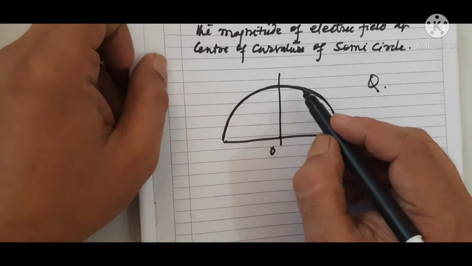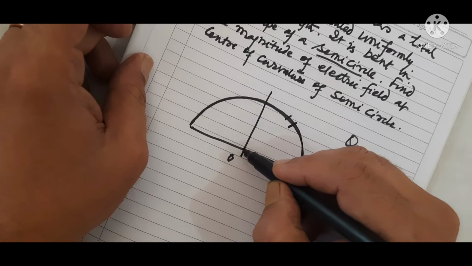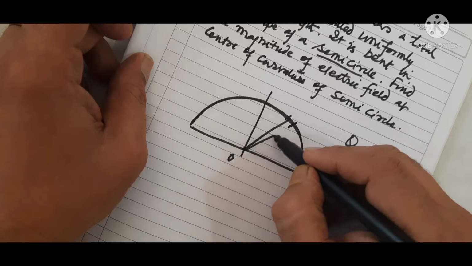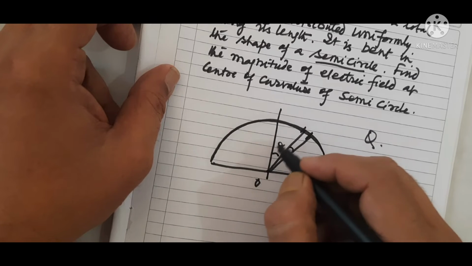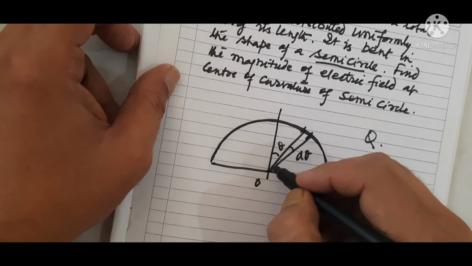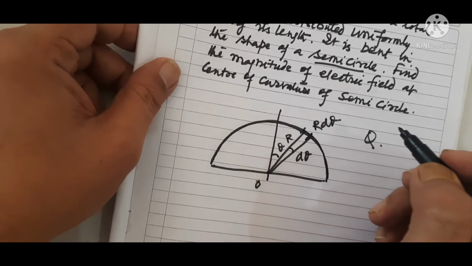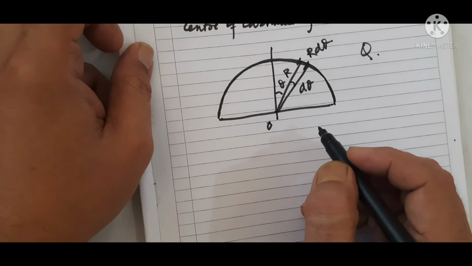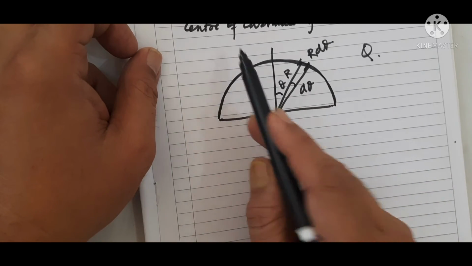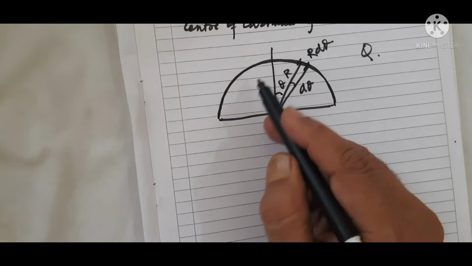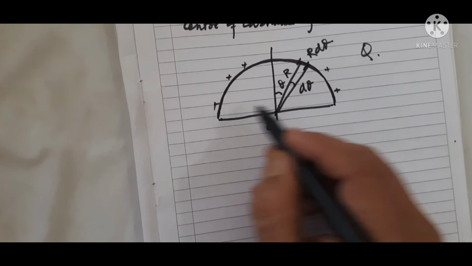So let us consider a small piece of rod, and that rod is making some angle from the center of curvature. Say this is theta, measured from the vertical, and this is d theta. Radius is r, so definitely this length will be r d theta, right? So our purpose is to find the magnitude of the electric field intensity at the center, due to this charged rod, right?